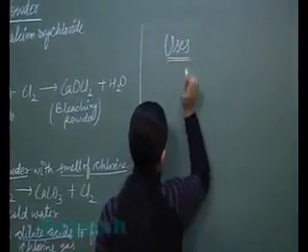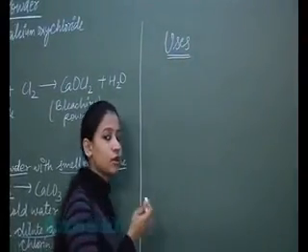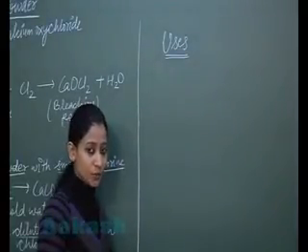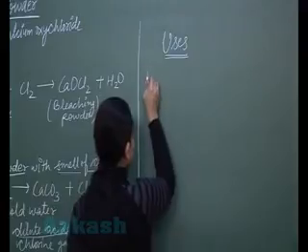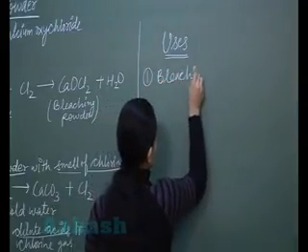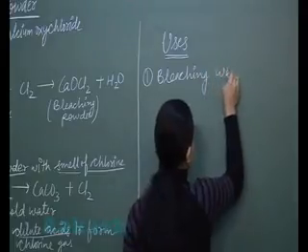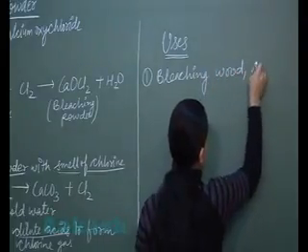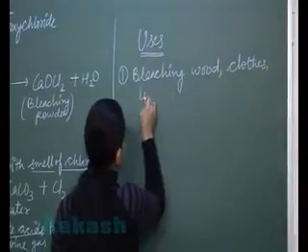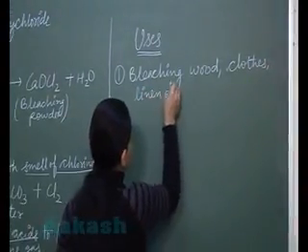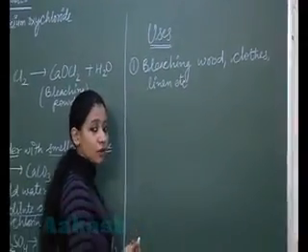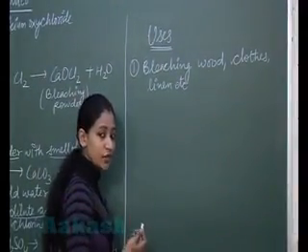Students, when it comes to the uses of bleaching powder, first of all, the very common, obvious use is that it is used for bleaching purposes. So the first use is that it is used in bleaching wood, clothes, linen, etc. Students, the obvious use is that if it is bleaching powder, it is obviously used in the bleaching process.